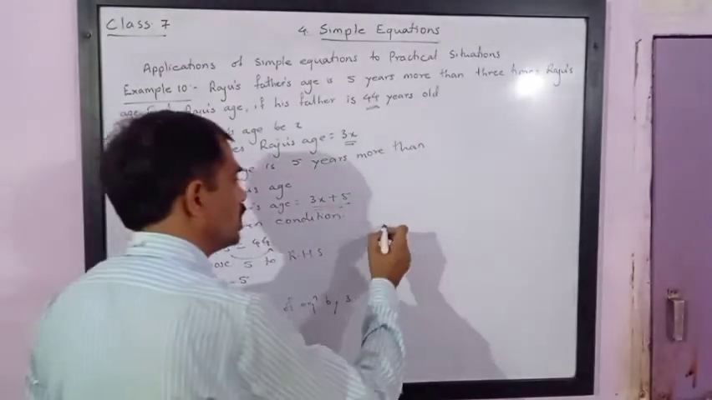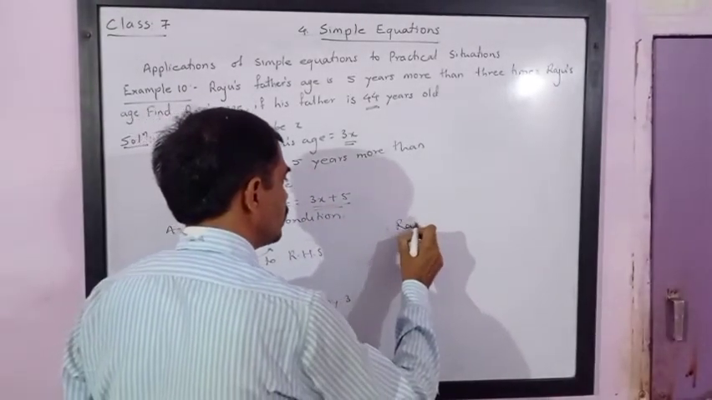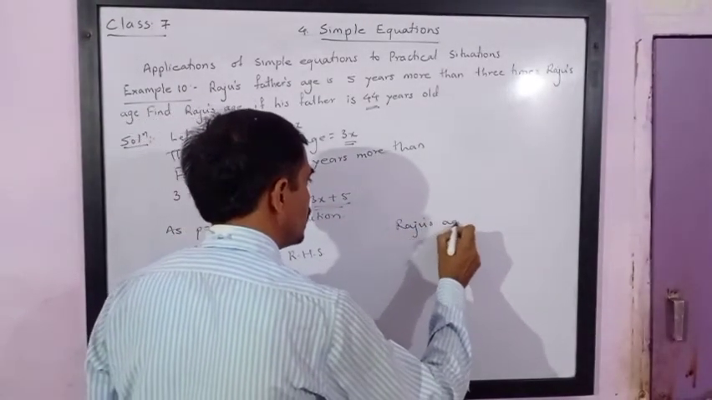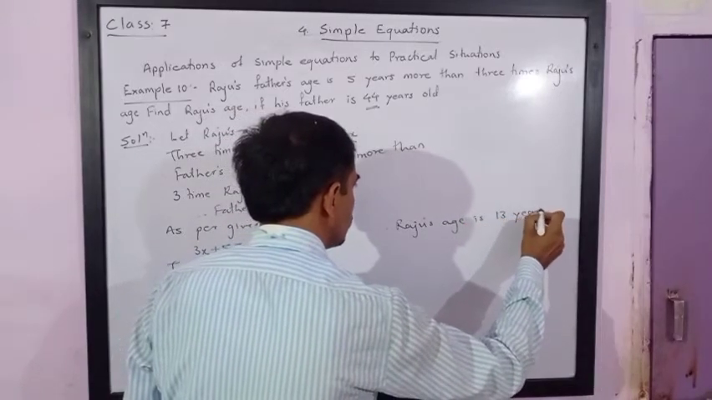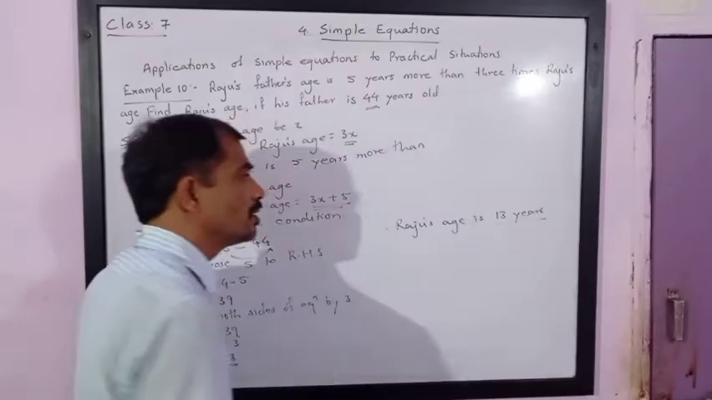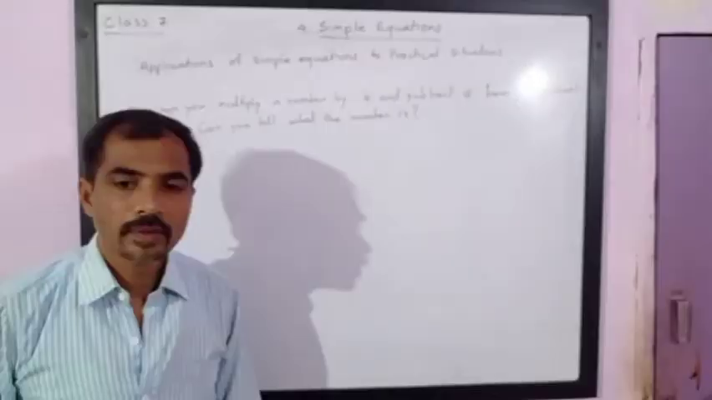Write the last answer in words. Therefore, Raju's age is 13 years. Or you can say Raju is 13 years old.